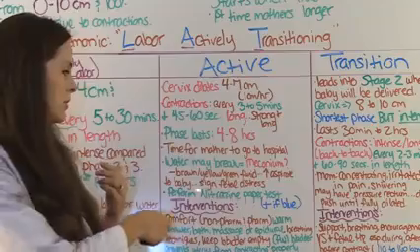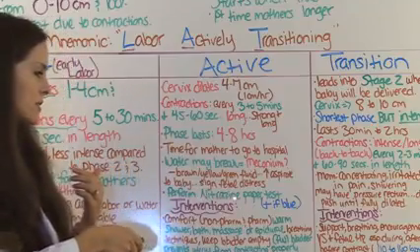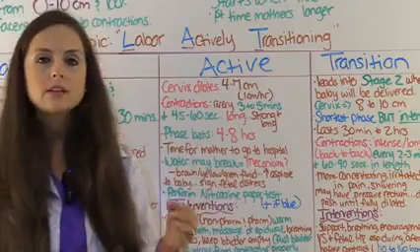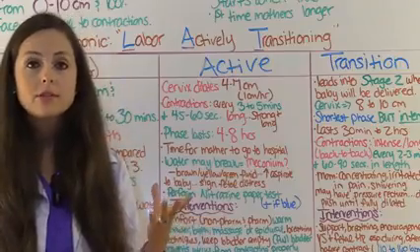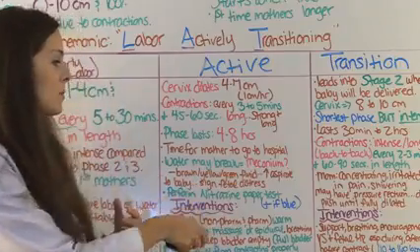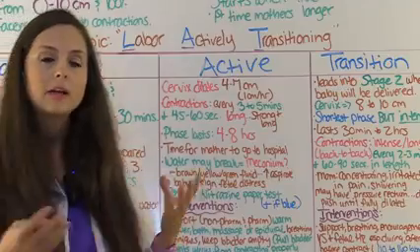Another thing you may be doing is performing a nitrazine paper test where you'll take the fluid, put it on a little strip of paper, and if it turns blue, that means that the woman is for sure leaking amniotic fluid.